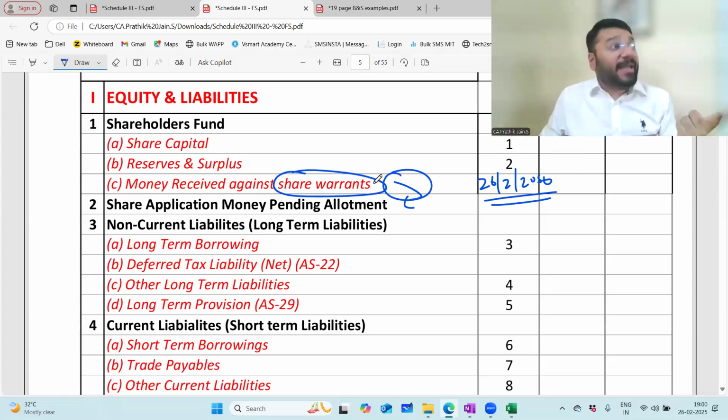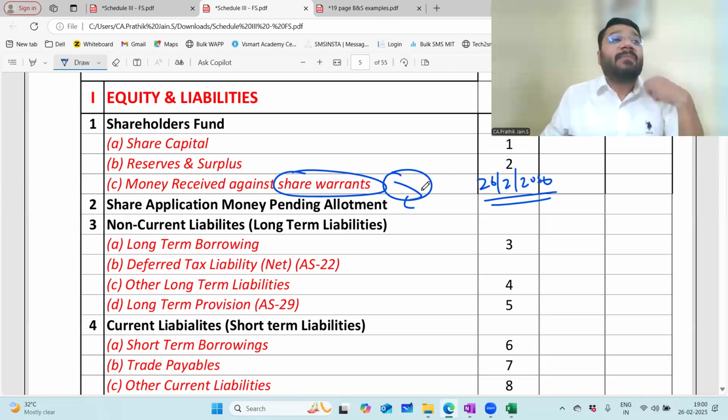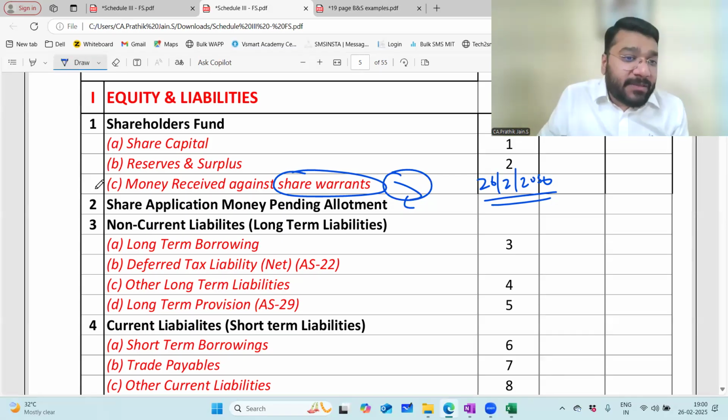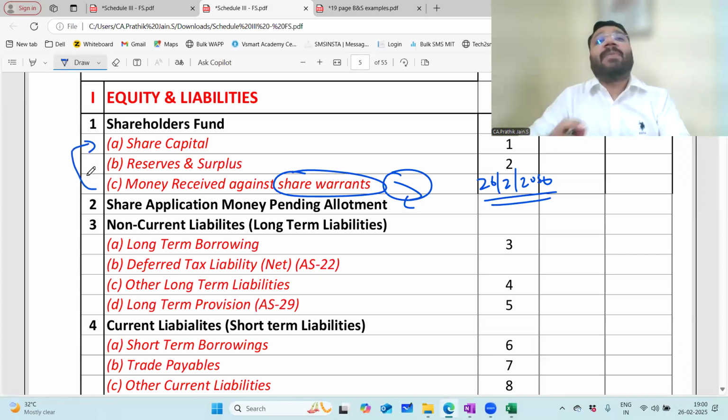If the share is doing good, and I'm still interested to buy the shares of the company, I'll give the warrant and buy the shares. In that case, this money is moved from the warrant account to the share capital account.